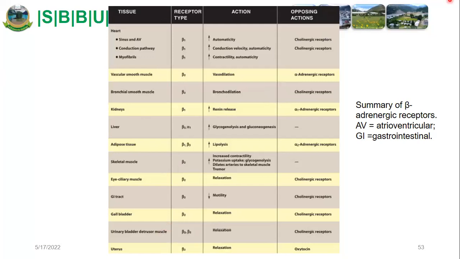Urinary bladder, uterus, beta 2 relaxation; oxytocin shows the opposite effects. Oxytocin is a potent uterine contractor, right? That's why it is used in labor induction.